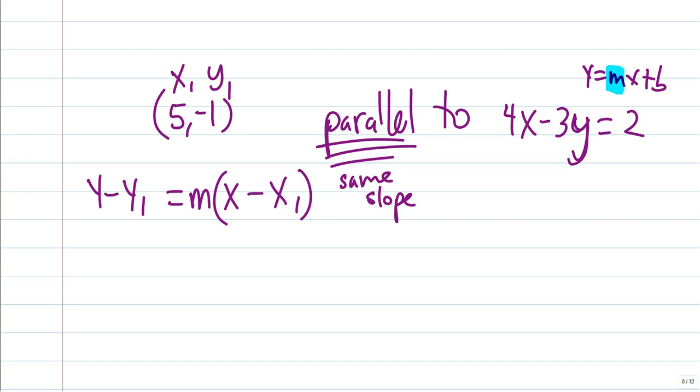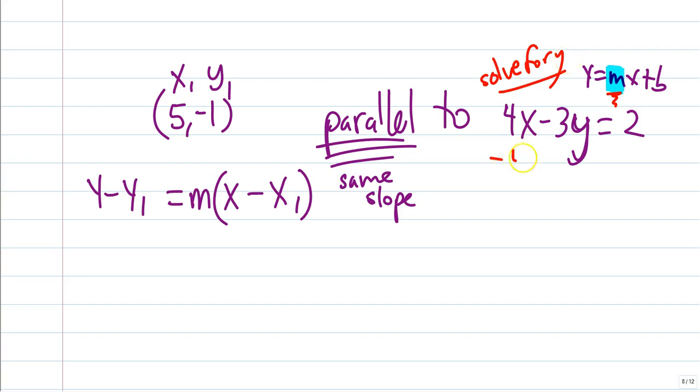A couple more examples. The homework will do this to you. Through this point, parallel to this. What's so mean about this? Well, parallel is same slope. Parallel is m. This is not in y equals mx plus b. So to get this, we'd have to take this first equation and solve for y. They will do this in the homework.